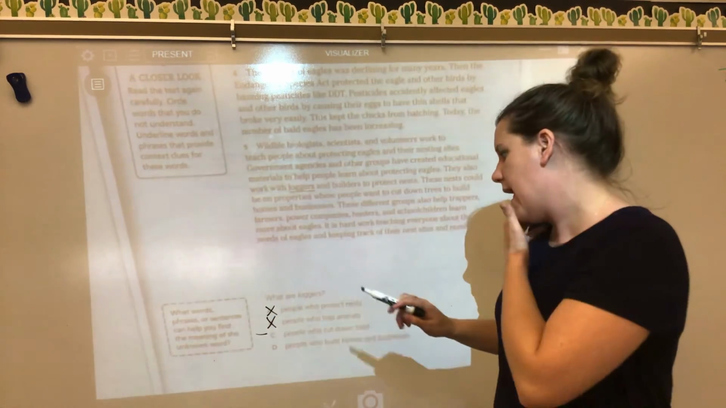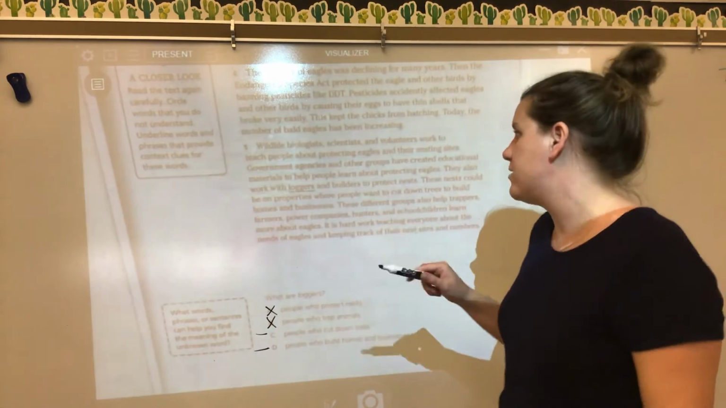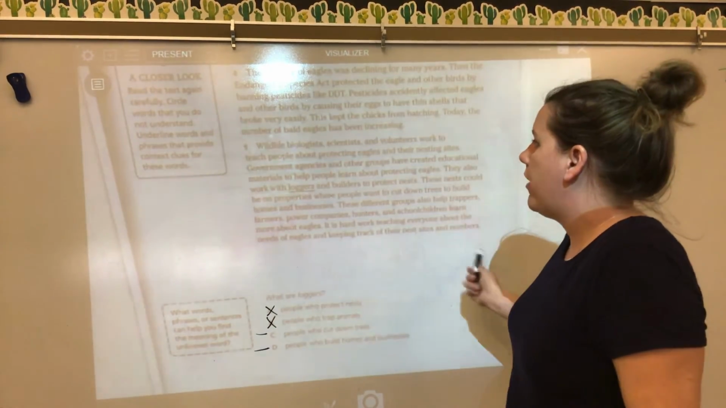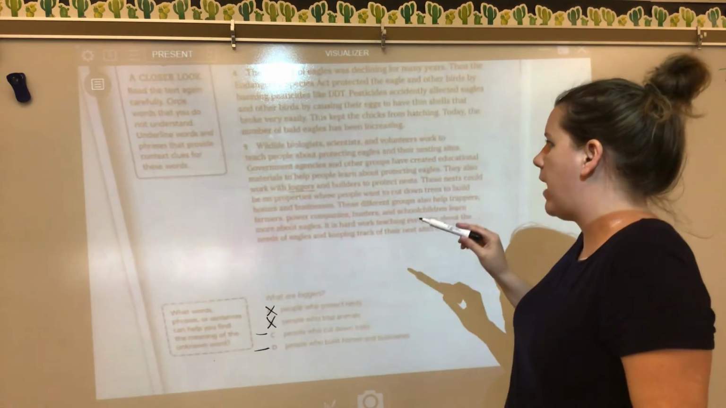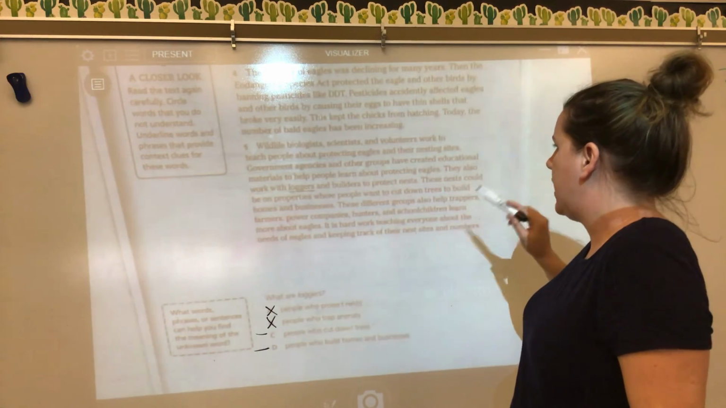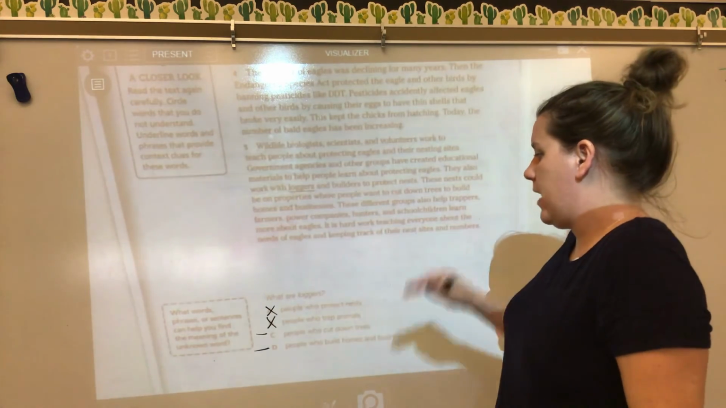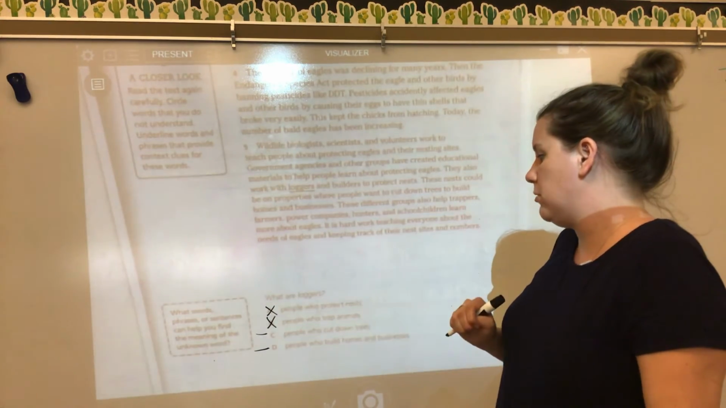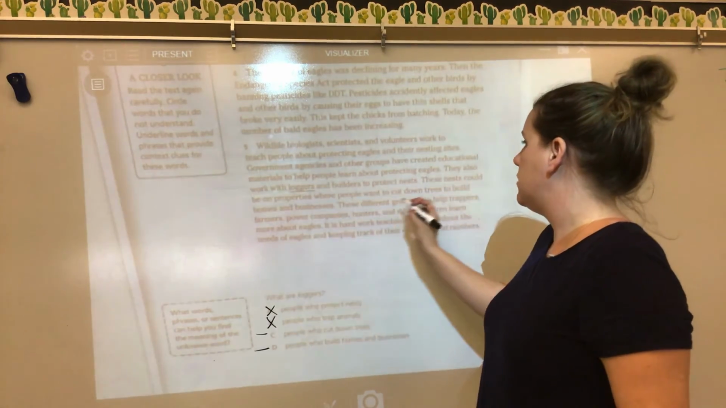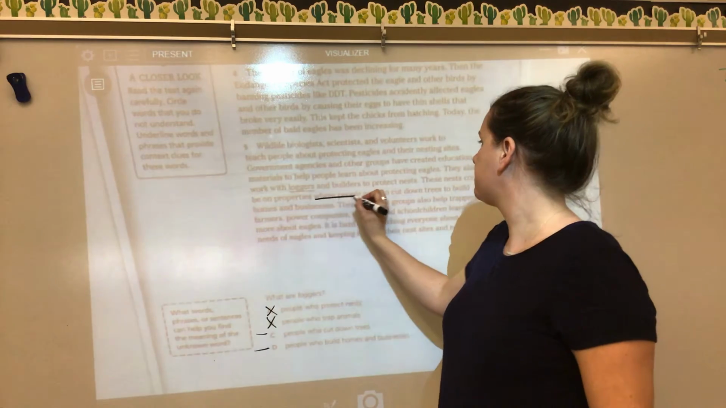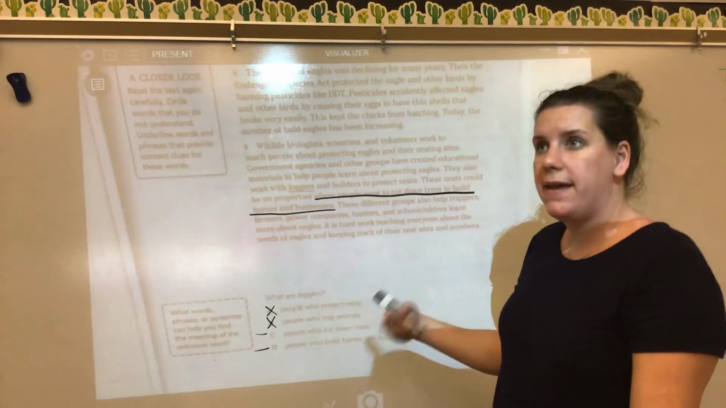Put a dash next to it. And people who build homes and businesses. Oh, it definitely said that. So what's a logger? They also work with loggers and builders to protect nests. These nests could be on properties where people want to cut down trees to build homes and businesses. So is a logger somebody who cuts down trees, or somebody who builds homes and businesses? And here's where you might need to use your prior knowledge. What makes the most sense?